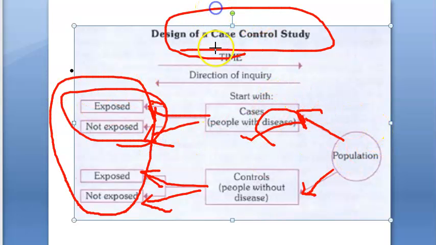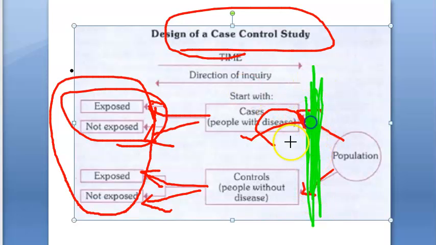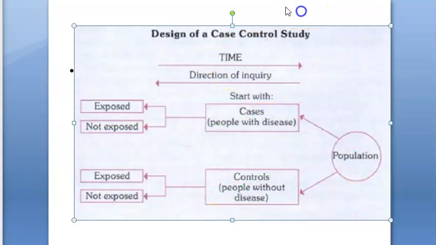So where are you? You are starting the study here. These people already have disease, they already have the exposure. Some people have no disease, but they may have exposure or may not have exposure. You understood, right? So let us understand this bit.